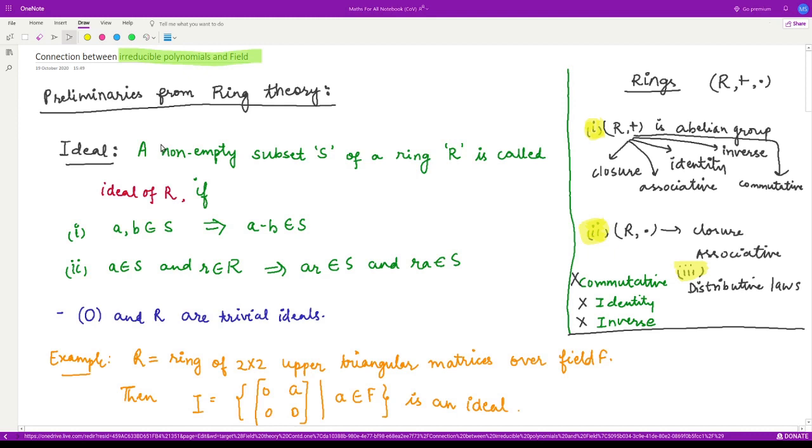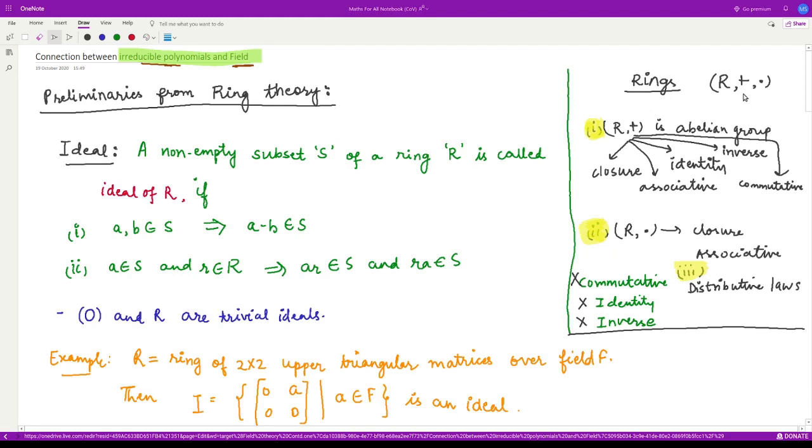Before starting with the essential theorem which relates irreducible polynomials and fields, we should look at some of the preliminaries from ring theory. We shall not go into the detail of these, but for completeness let us recall the definitions of ideal, maximal ideal, and what are rings. So essentially you know what is a field.